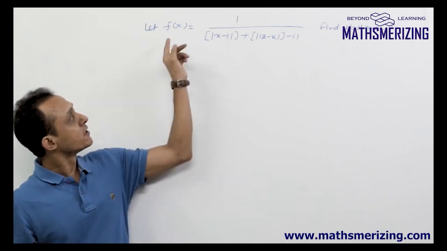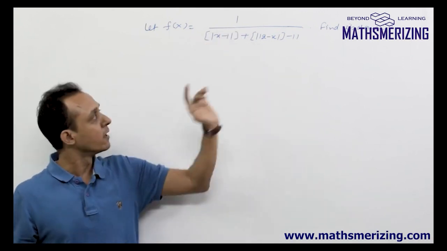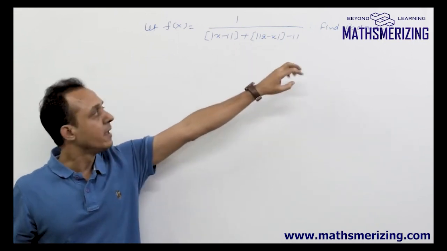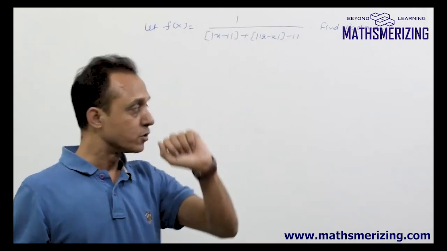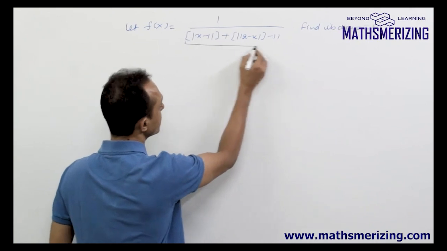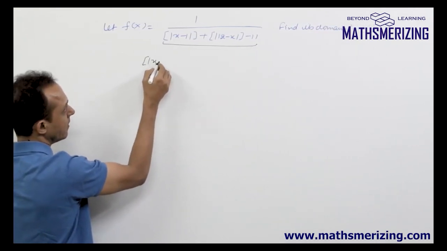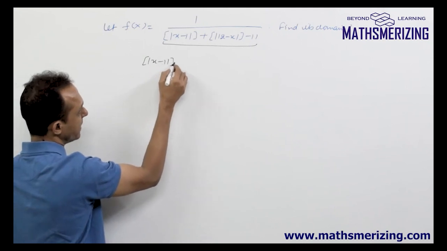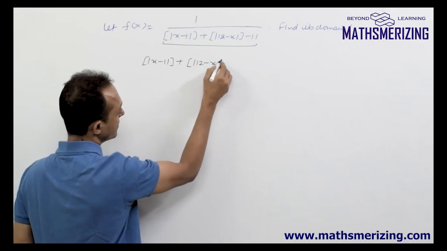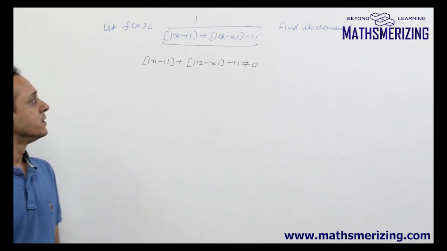So now the question is, function f(x) is given as 1 upon greatest integer function of mod of x minus 1 plus greatest integer function of mod of 12 minus x minus 11, and I need to find the domain of this function. So the only restriction that I see in this question is denominator should not be 0. So I need to solve this equation, which is greatest integer function of mod of x minus 1 plus greatest integer function of 12 minus x and minus 11, and it should not be equal to 0.